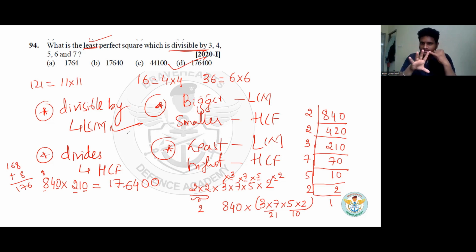First we found out the LCM. LCM was 840. We wrote it like this. Then we found that 3 did not have a pair, 7 did not have a pair, 5 did not have a pair, and 2 did not have a pair. So we gave the pairs to it. It became 3 into 7 into 5 into 2. Now I multiplied my LCM by these extra numbers. Answer came out to be 17640. Understanding this? Can we move ahead?